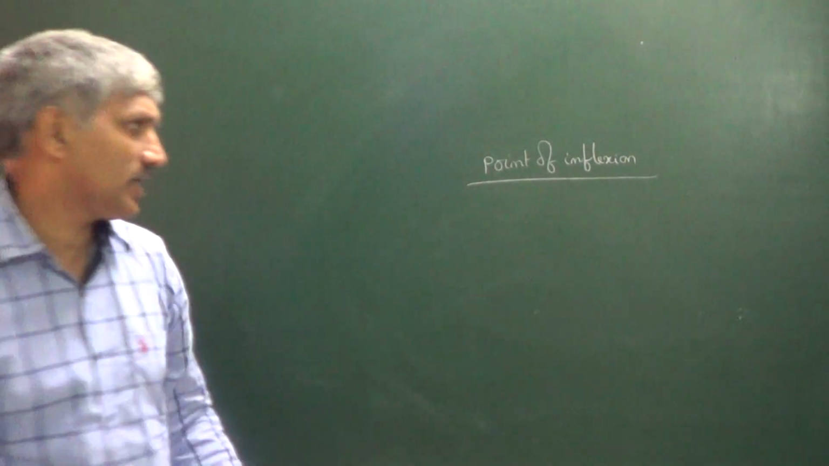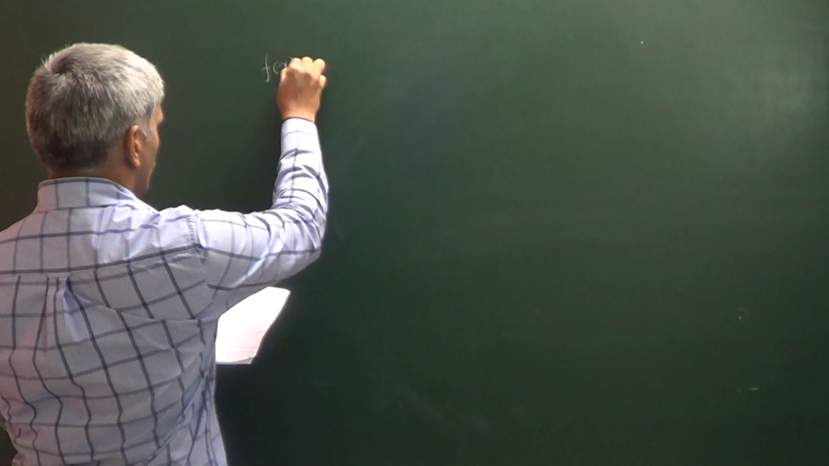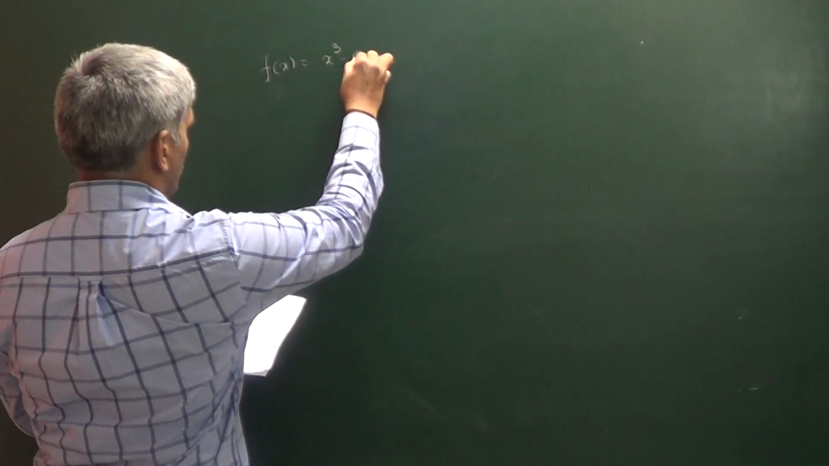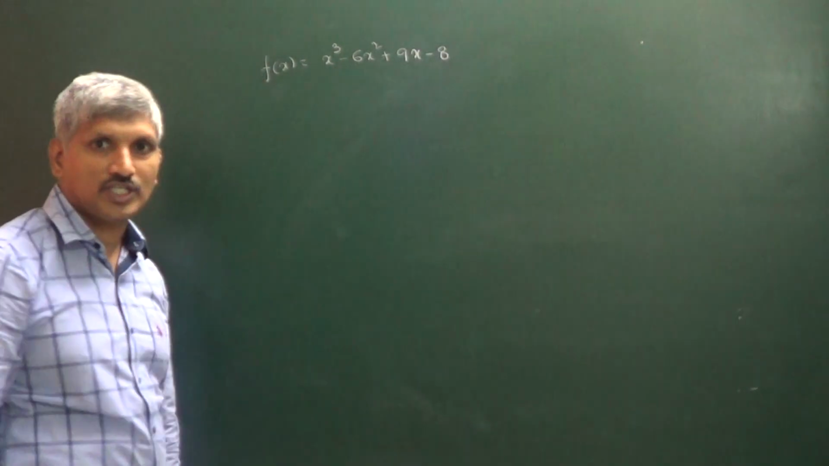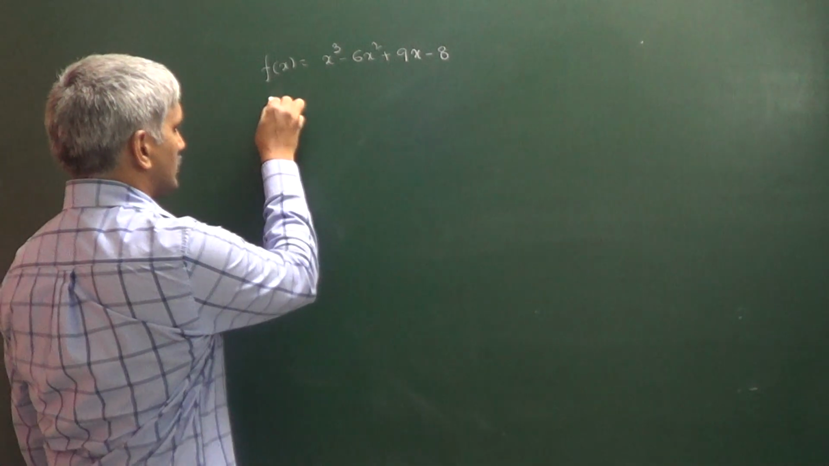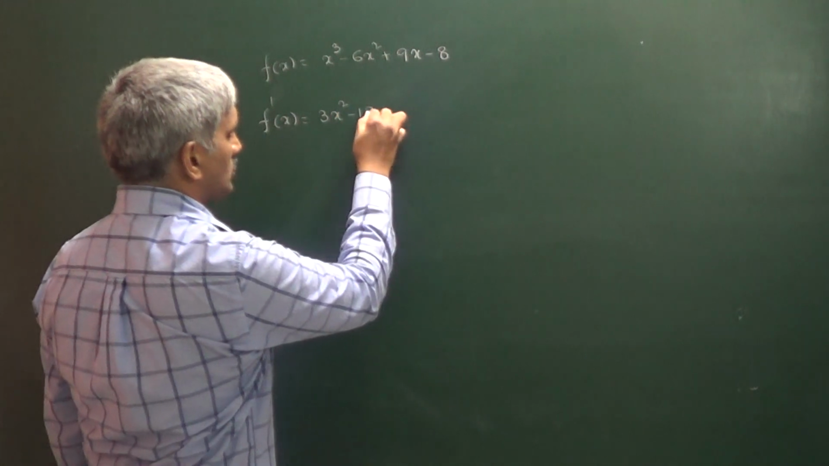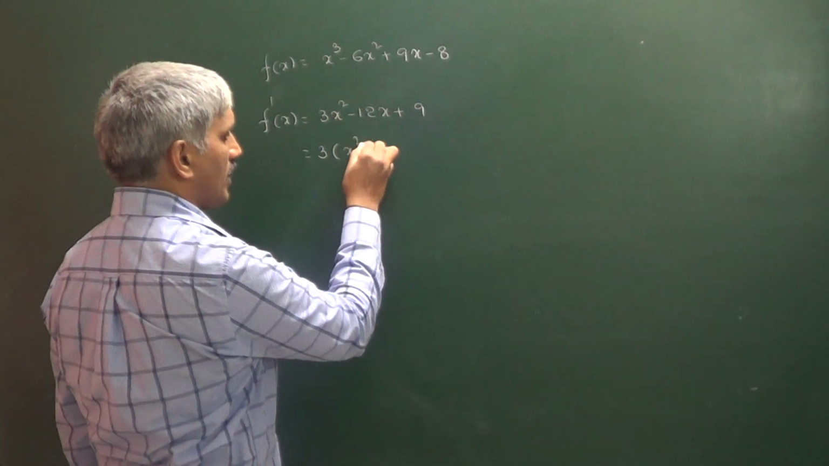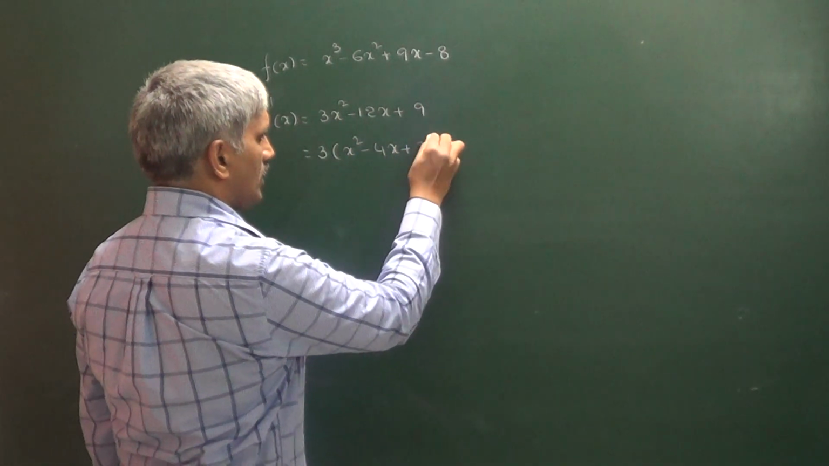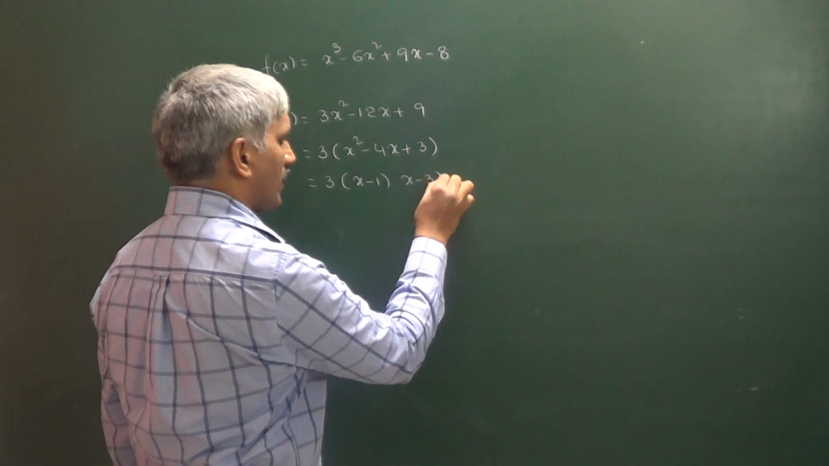So let's take a few applications based on this first derivative test. This is the question given. F of x equals x cube minus 6x square plus 9x minus 8. That is the function given. Now find f dash of x. F dash of x equals 3x square minus 12x plus 9. If you take 3 common, you get x square minus 4x plus 3. We can factorize it as x minus 1 into x minus 3.